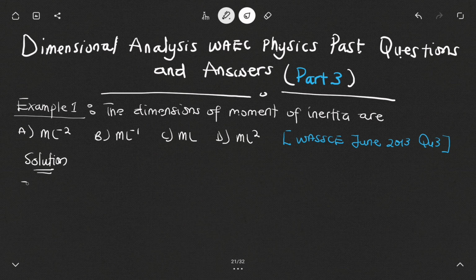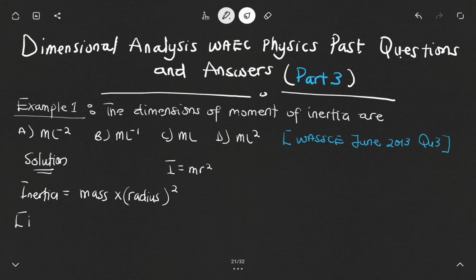Alright, so inertia is given to us mathematically as mass multiplied by radius squared. So the formula for inertia, let me use I, will be equal to mr squared. Okay, but I'm just writing it because we are doing dimensional analysis.